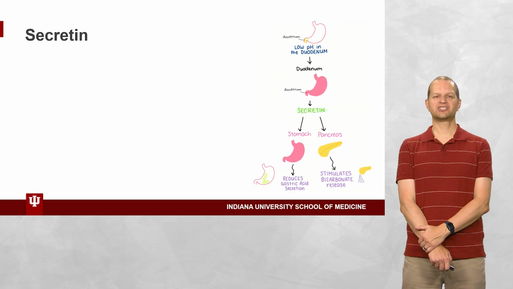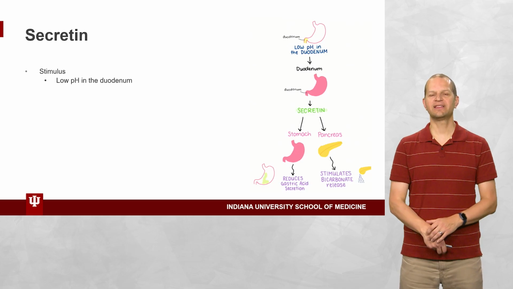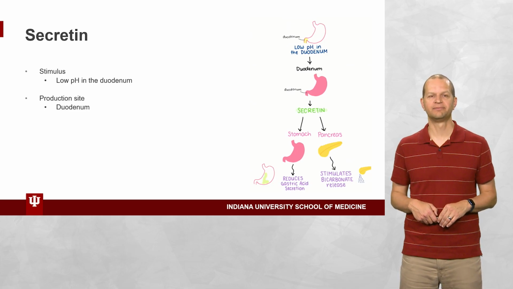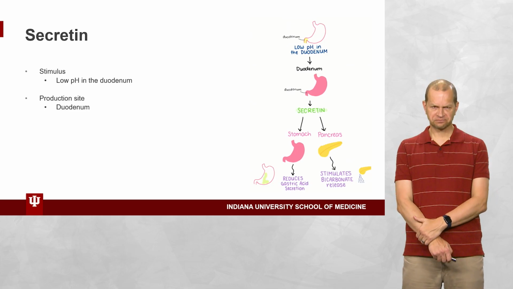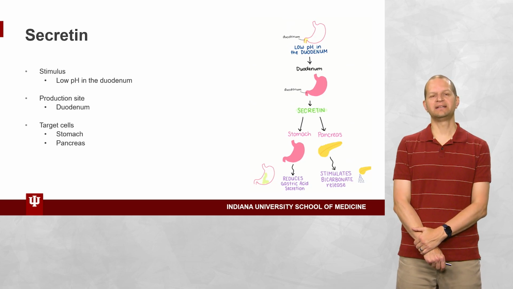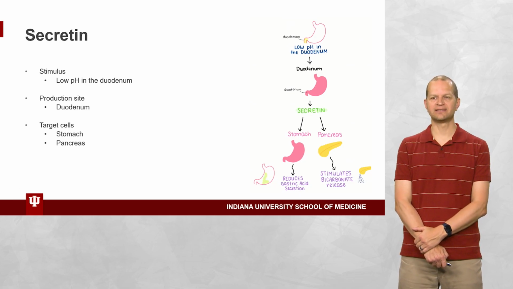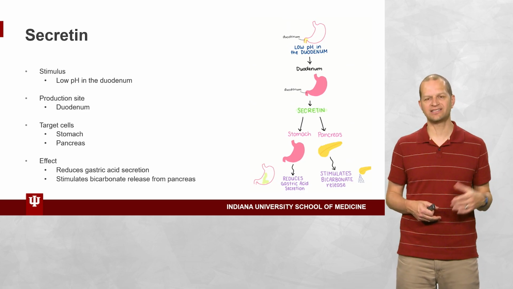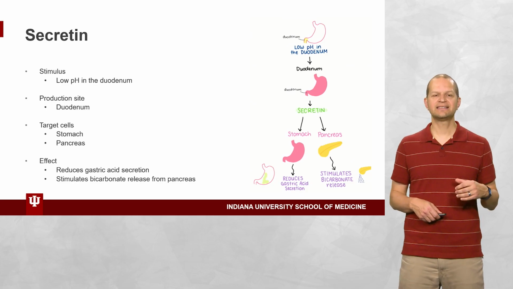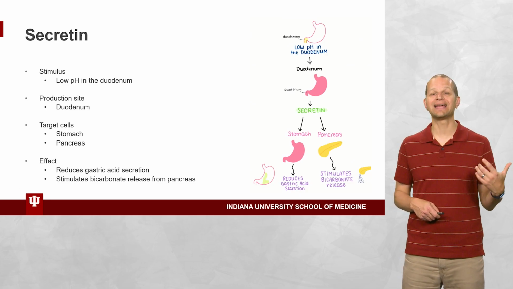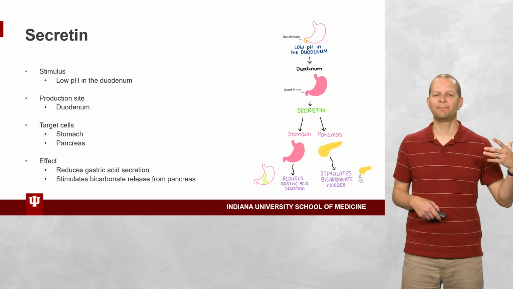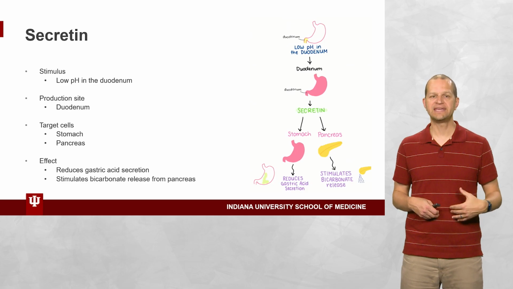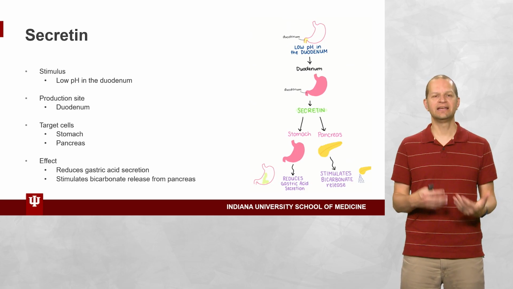And then next we have secretin. Secretin is stimulated when we have low pH or high acidity in the small intestine. It's produced in the duodenum, and ultimately it targets both the stomach and the pancreas. It causes the stomach to stop producing, or at least reduce the production of, gastric acid, that hydrochloric acid. And it causes the pancreas to stimulate bicarbonate release. Bicarbonate is a base. Bases neutralize acid. And so that raises the pH, reducing the acidity in the small intestine.